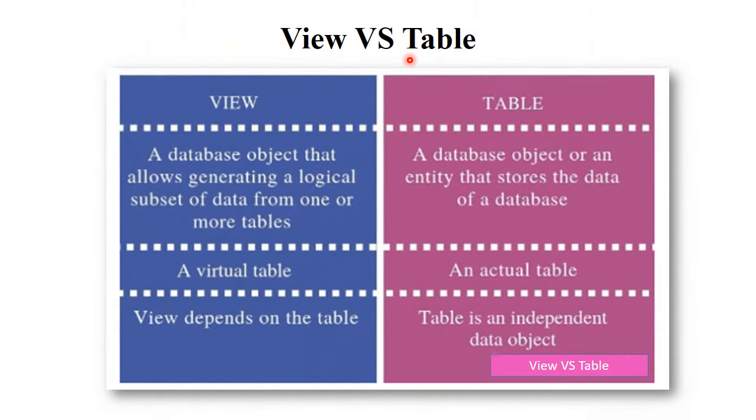Now the last concept is view versus table. What exactly difference between that? So basically table means your actual table. This table stored in database. And view means virtual table. Means every users having different view or different display of that particular table. So this is called as virtual table.